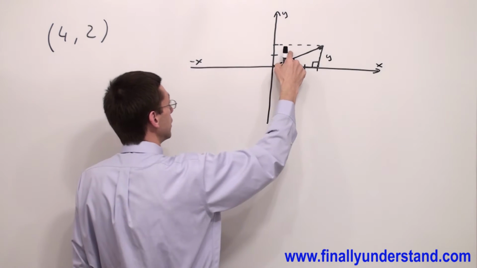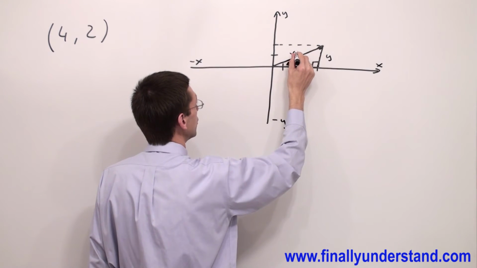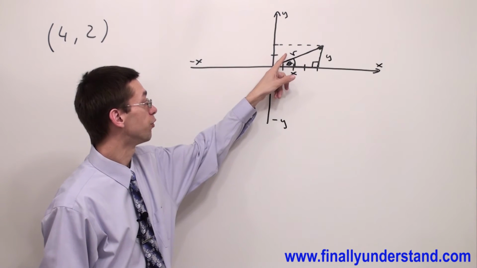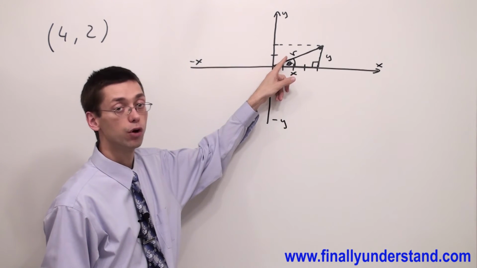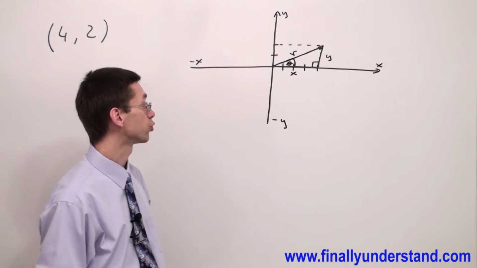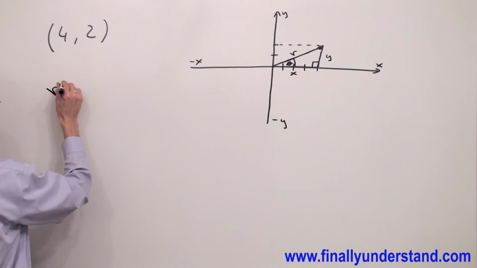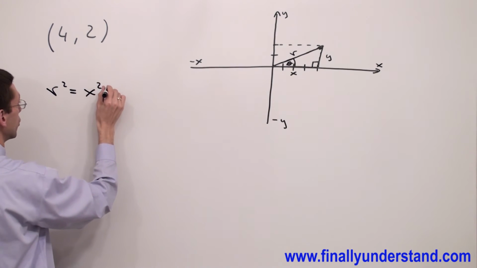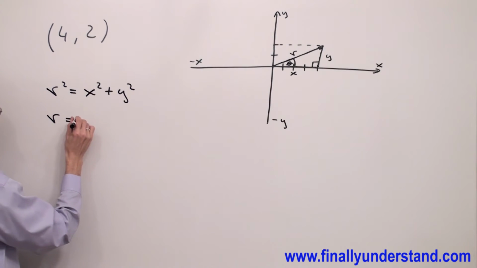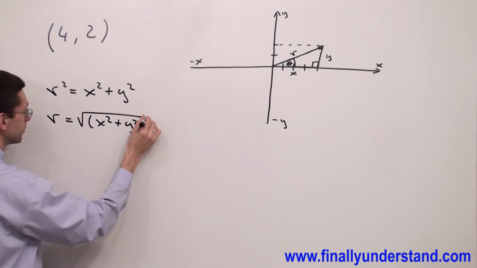Now, this side is nothing else, just the hypotenuse. I call this small r, or lowercase r. In order to find the length of r, if I want to find the length of this phasor, I'm supposed to use the Pythagorean theorem, which says that r squared is equal to x squared plus y squared. If you want to find r, r is equal to the square root of x squared plus y squared.